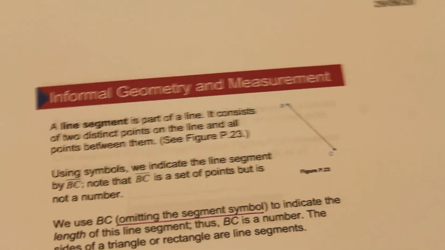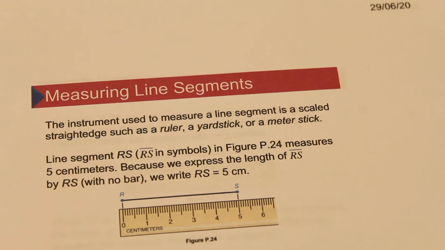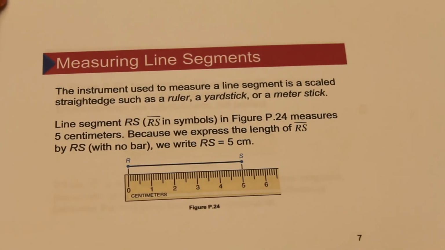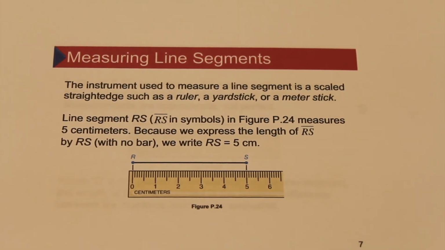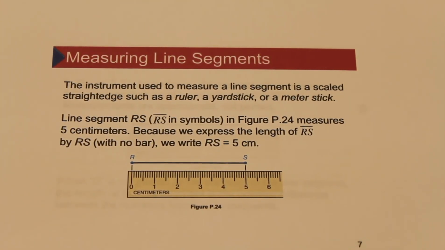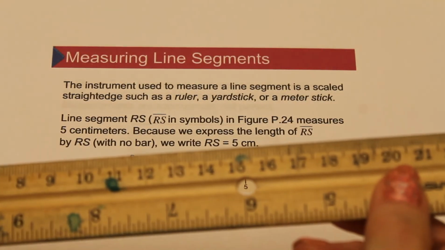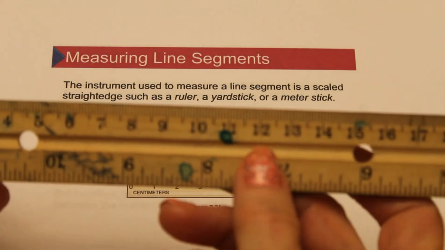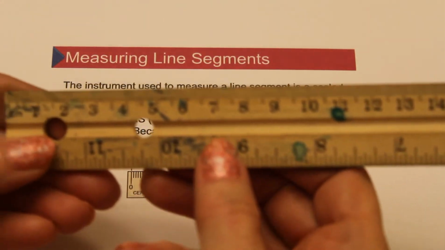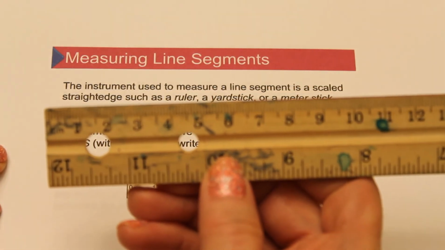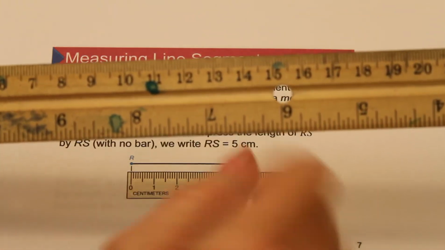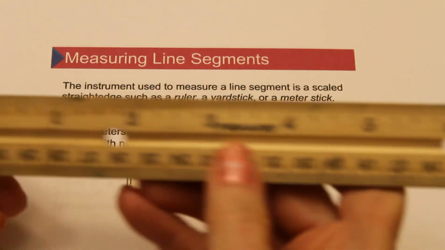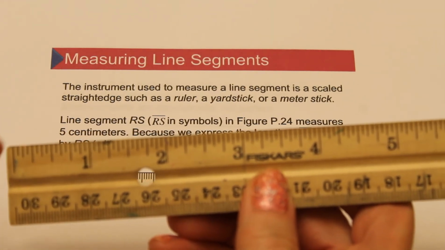So now measuring segments. All line segments have length, and length is always positive. You wouldn't have a negative length for the side of a triangle. And what are we going to use to measure length? Well, we're going to use our ruler. This ruler has been through the war, huh? We have centimeters on this side of the ruler, and inches on the other side.